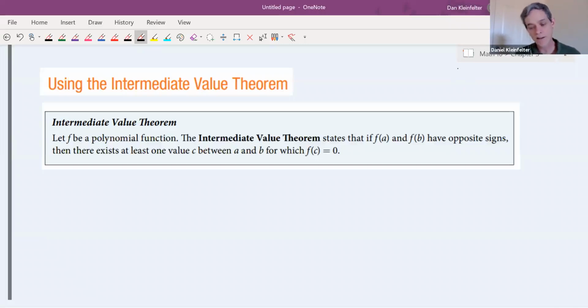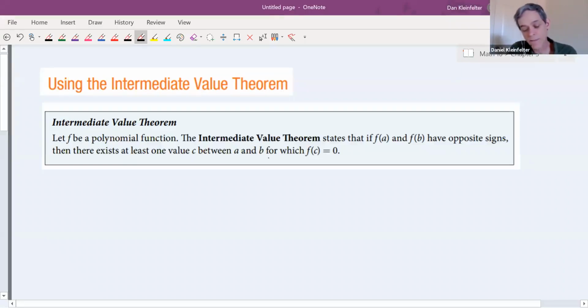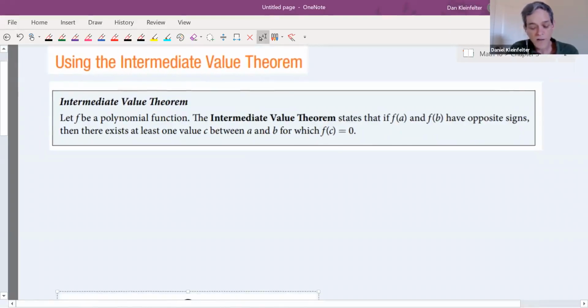The intermediate value theorem states that if f of a and f of b have opposite signs, that is, one's positive and one's negative, then there exists at least one value c between a and b for which f of c is equal to 0. That implies that there's a solution of that equation, basically. So first thing to do is just a picture is going to make this clearer what this is actually saying.